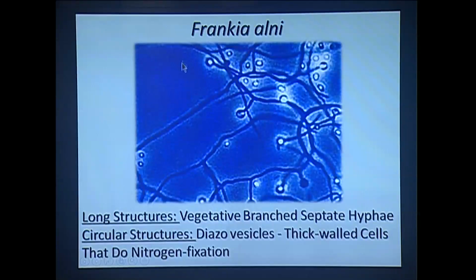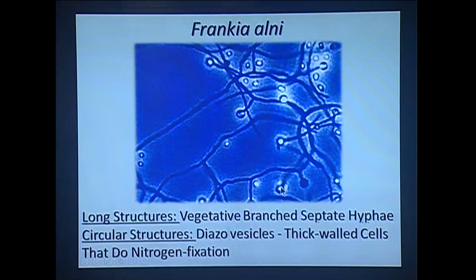Here you can see a microscopic observation of Frankia alni, and the long branch structures are the mycelium of the actinomycete Frankia. These are branched septate hyphae, while the vesicles that you can see are thick-walled cells. They are called diazovesicles, in continuation with the term diazotrophs, meaning nitrogen fixers, because this is the region where nitrogen is getting fixed. Nitrogen fixation is brought about by an enzyme, nitrogenase, which is oxygen sensitive.